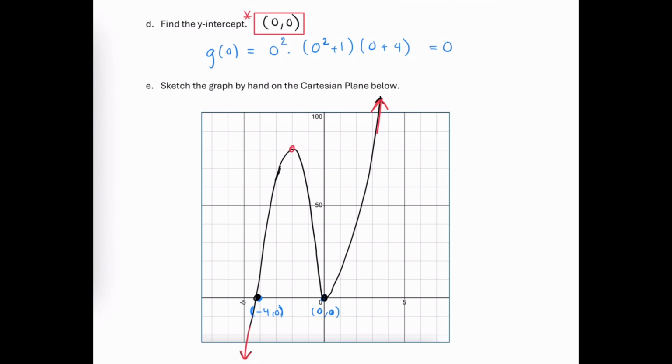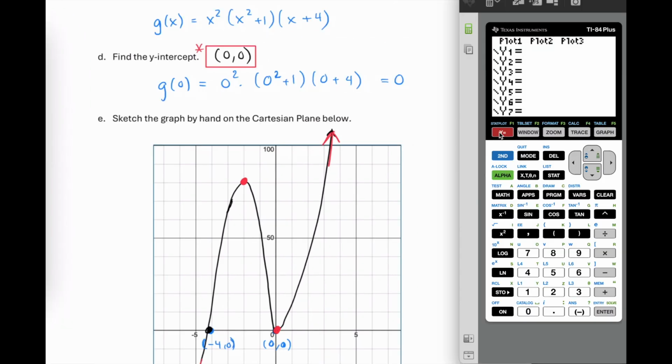Now we'll use our calculator to find this maximum value. We've already got the minimum value, but we need the max. So let's pull up our calculator here and go to y equals. We'll input our equation x squared times (x squared plus 1) times (x plus 4). And we can see here on our graph that we're going to need to adjust our window settings to see this maximum value. So we'll come over to the window and we'll increase our y maximum to being the same as what we see on our sketch, 100. Let's also change the y scale to being something bigger, like maybe 20.